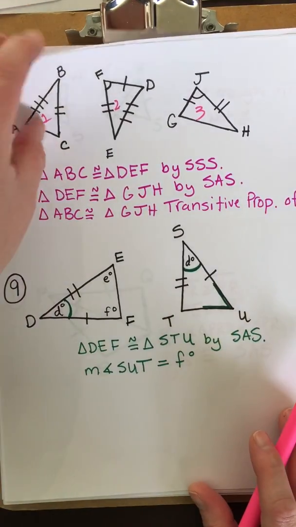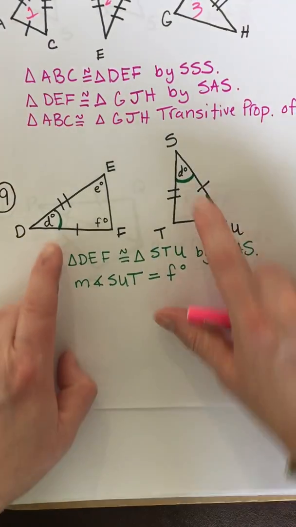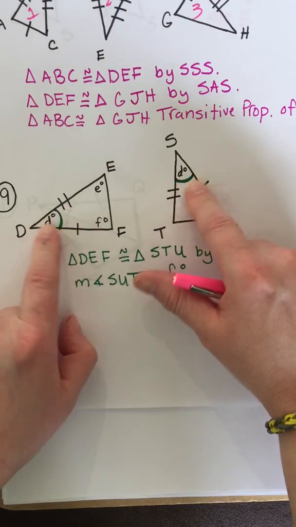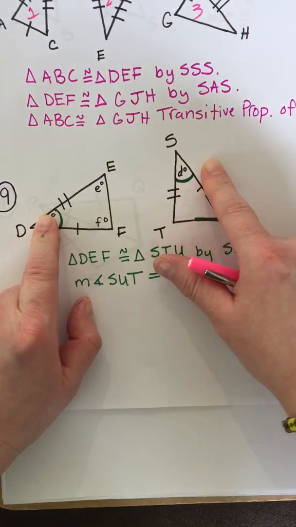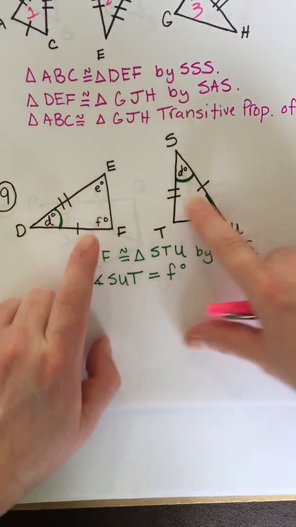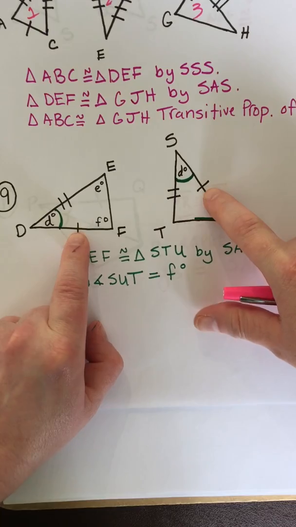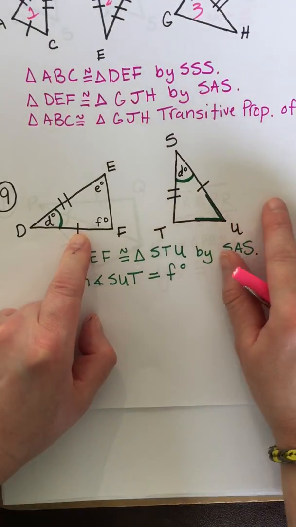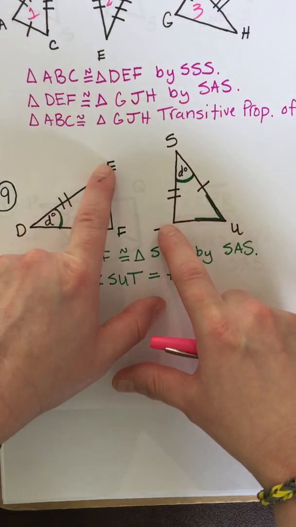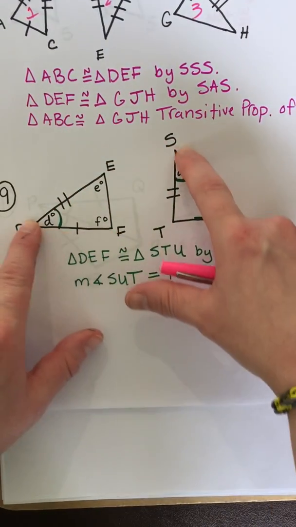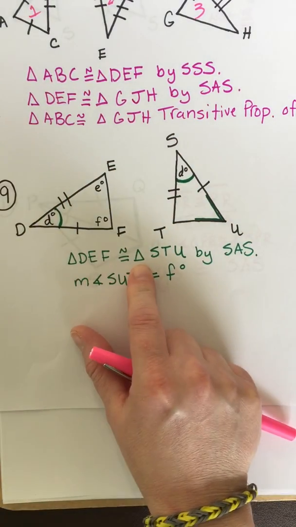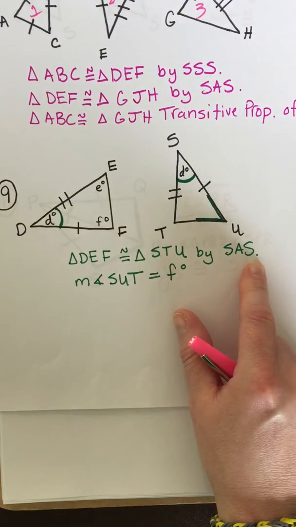All right, for number 9, they gave us these two triangles. They marked that both of these were D degrees, so I went ahead and drew an arc mark to show that those two angles are congruent. These sides are congruent because they both have 2 tick marks. These sides are congruent because they both have 1 tick mark. So are these triangles congruent? They most certainly are by side, angle, side. So again, side, angle, side. So I could say that triangle DEF is congruent to triangle STU by side, angle, side.